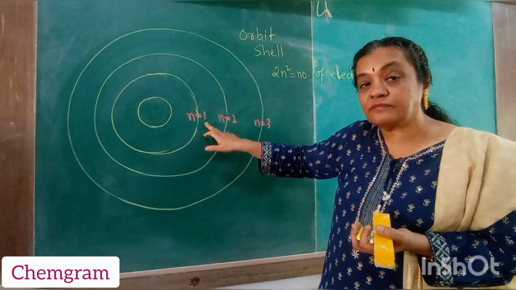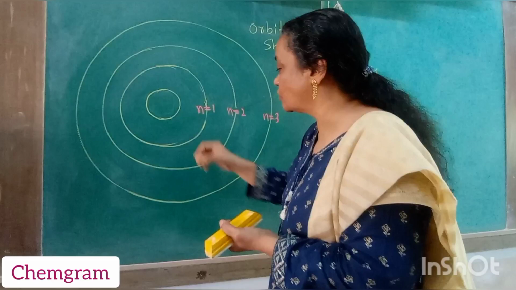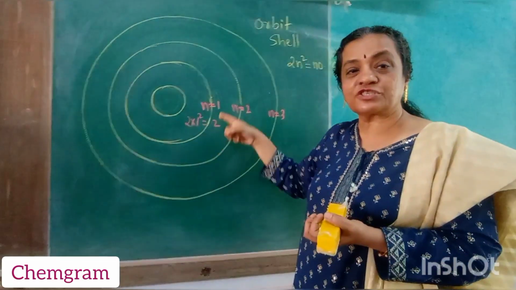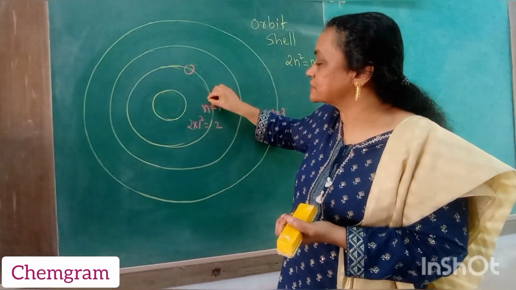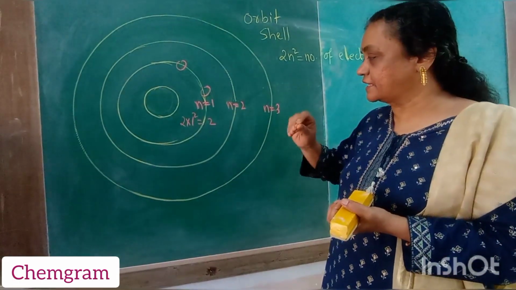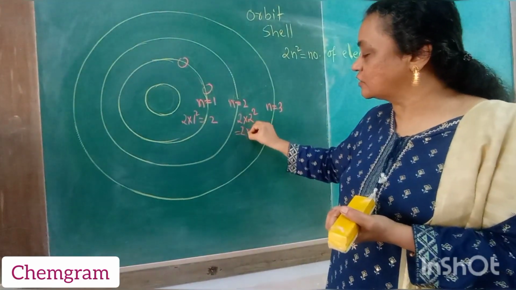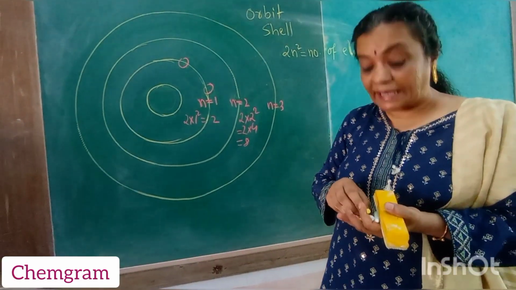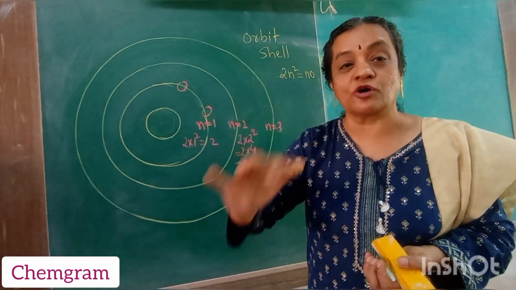What is the value of n? The value of n is 1. So you are going to have 2 into 1 square. So how many electrons in the first shell or orbit? There are 2 electrons. So there can be only 2 electrons in the first shell. Second, it is n equal to 2. How many electrons are possible? It will be 2 into 2 square, that is 2 into 4, which is equal to 8. So you can have 8 electrons. लेकिन सवाल ये है कि पहले आपको पता होना चाहिए how many protons are there.